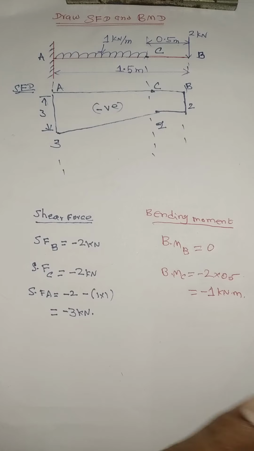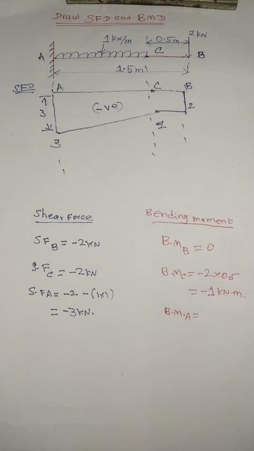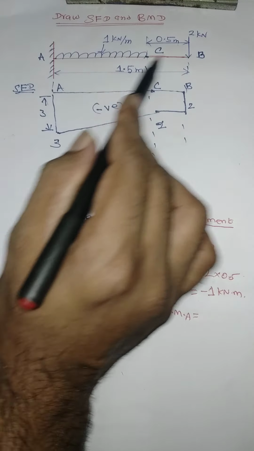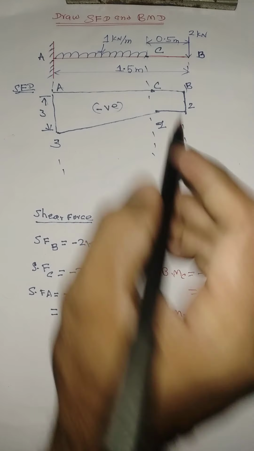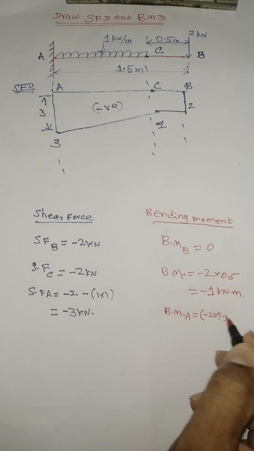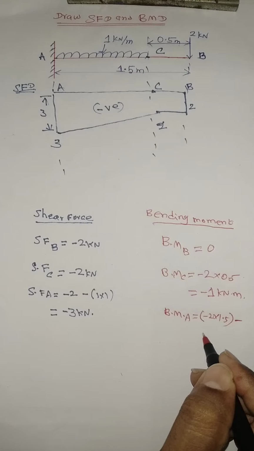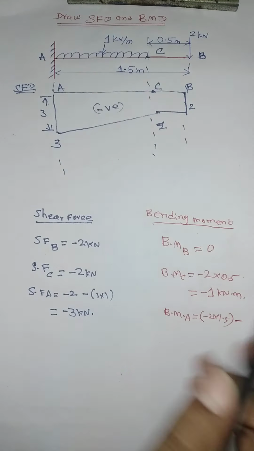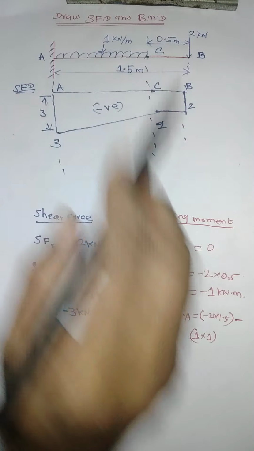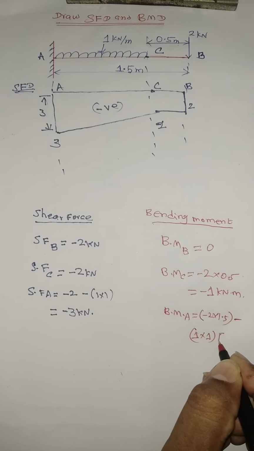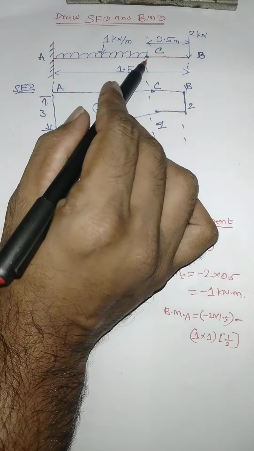Next, the bending moment at point A. Here there are two loads: one point load and one uniformly distributed load. Minus 2 into 1.5, and then the uniformly distributed load, which is 1 into 1. The perpendicular distance is 1 divided by 2, since the total distance is 1.